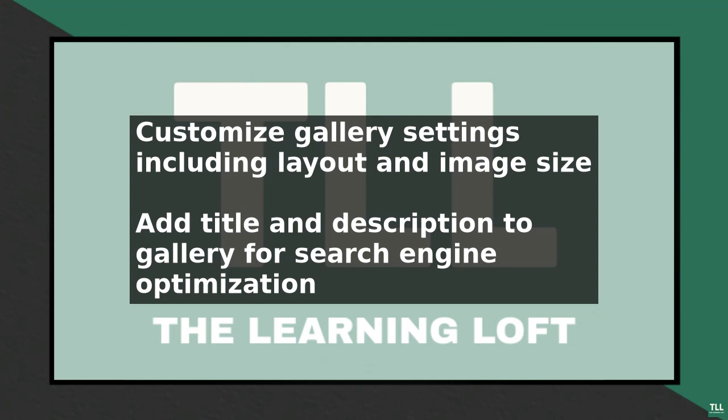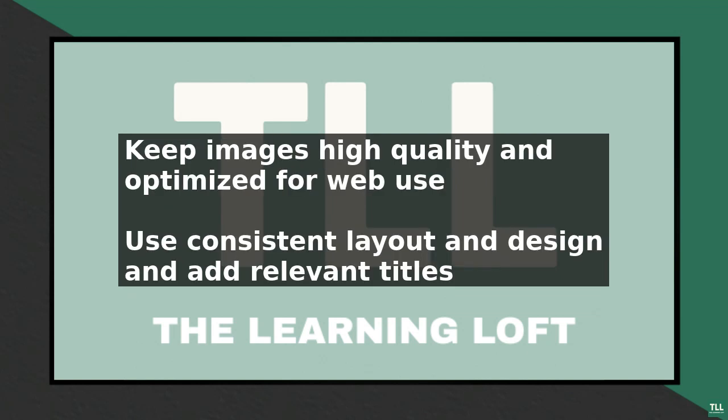You can also add a title and description to your gallery, which can help with search engine optimization. To add a title and description, click on the Settings icon. Then select the Text tab. From here, you can enter your title and description, and customize the text's font, size, and color.